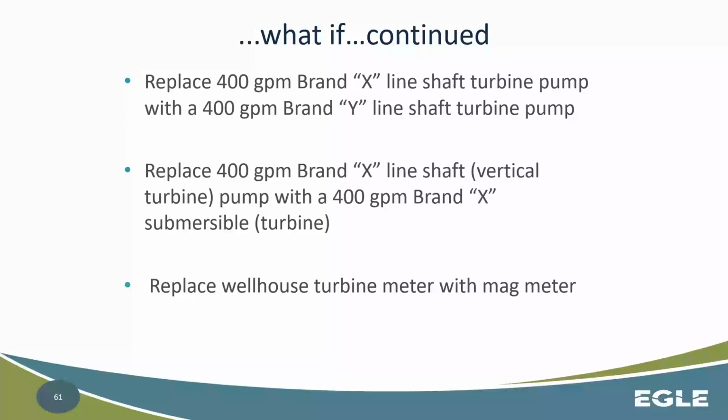That last bullet point there: replace well house turbine meter with a mag meter. I would just say no. You're not changing the configuration, you're not changing the capacity, you're not changing anything like that. It's just a meter for meter replacement. It's too minor to really have an issue on our end.